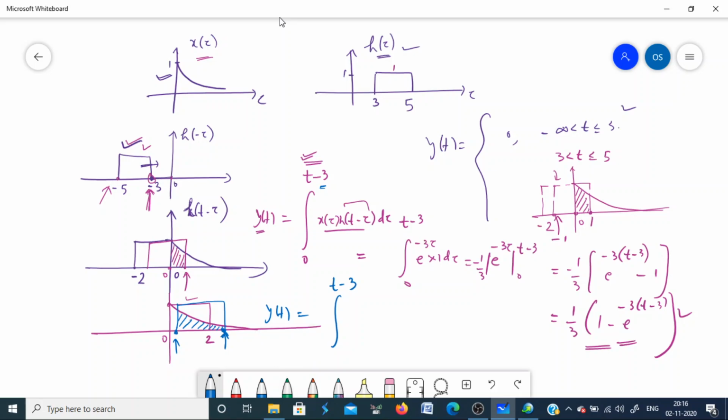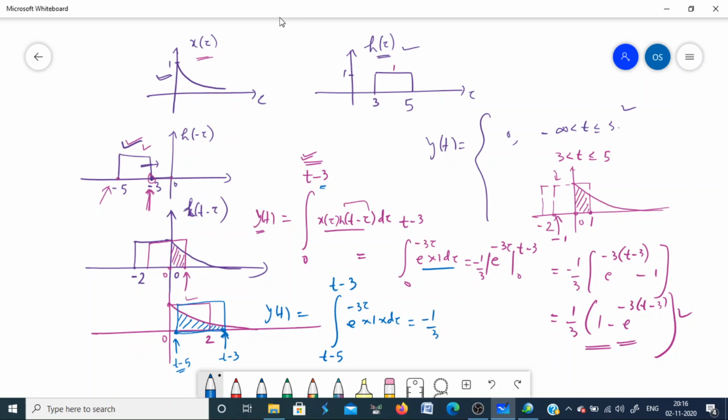And what should be the lower limit? Since this pulse width is 2 units, if this is t minus 3, this should be t minus 5, the lower limit. So I should integrate from t minus 5 to t minus 3. x(tau) is again e raised to power minus 3 tau. h(tau) is 1, into d tau.